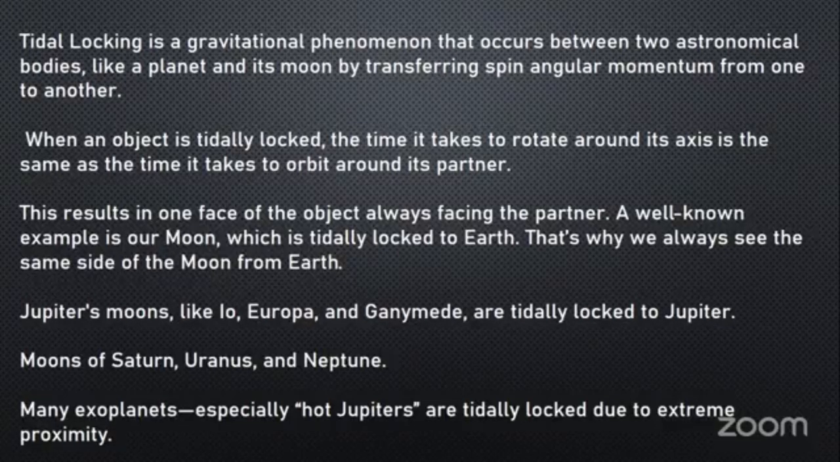Another example is Jupiter's moons Io, Europa, and Ganymede. They are tidally locked to Jupiter. Even some moons of Saturn, Uranus, and Neptune are also tidally locked. And if we extend it to other solar systems, some exoplanets are tidally locked to their host stars, like the hot Jupiters. That is why they are always very hot, because one side is always being hit by the radiation from the host star.